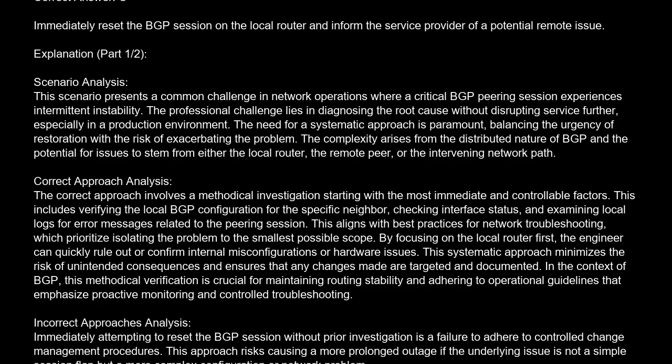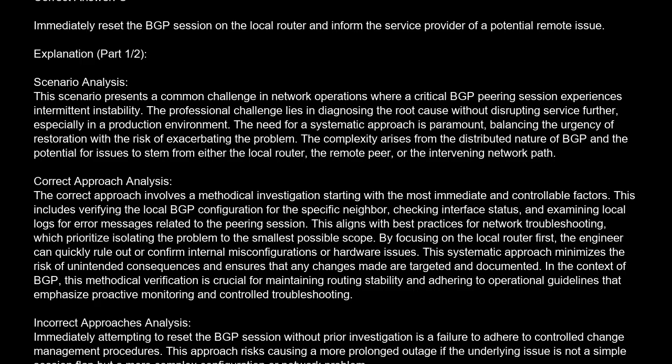Correct approach analysis. The correct approach involves a methodical investigation starting with the most immediate and controllable factors. This includes verifying the local BGP configuration for the specific neighbor, checking interface status, and examining local logs for error messages related to the peering session. This aligns with best practices for network troubleshooting, which prioritize isolating the problem to the smallest possible scope. By focusing on the local router first, the engineer can quickly rule out or confirm internal misconfigurations or hardware issues.